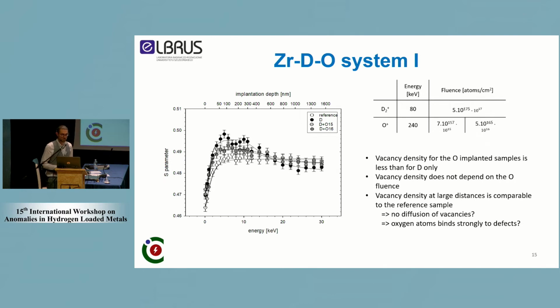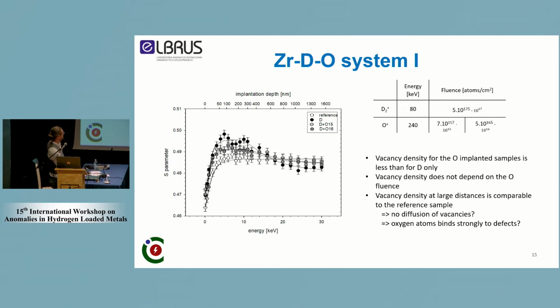Let's switch system. So now we have a zirconium sample. We irradiated not only with deuterium, but also with deuterium and 2 different isotopes of oxygen. Then we take this sample, put it into a positron annihilation spectroscopy system, and look at the lifetime analysis spectroscopy of this positron interaction.